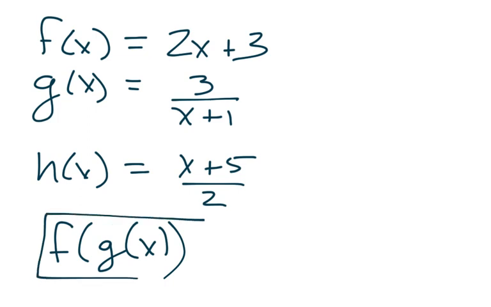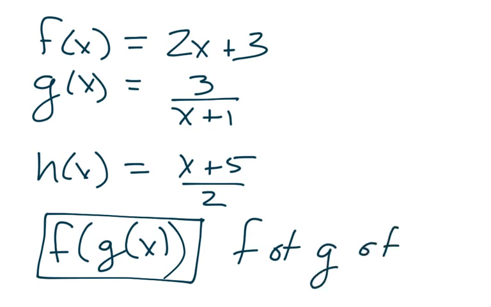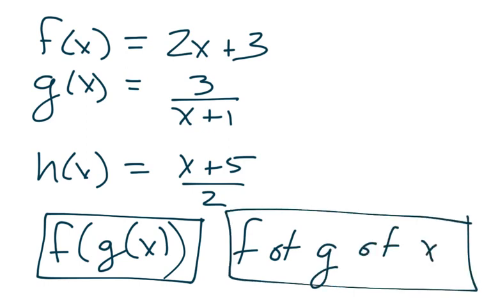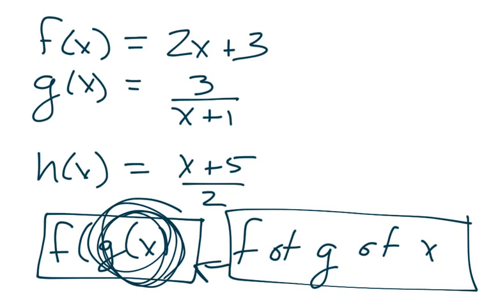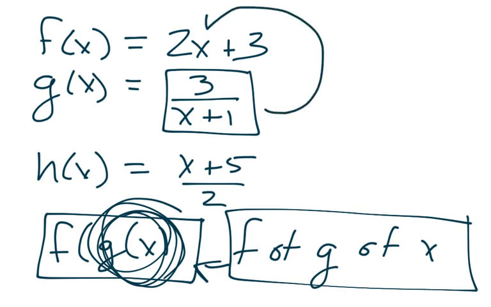Now here's where it starts to look a little different. All right? And here, we pronounce this f of g of x. Okay? That's how you say this, f of g of x. What does it mean? It means take your g and put it into x. All right? So what's g? Well, g is 3 over x plus 1. I'm going to take this and I'm going to plug it into the x in my f function.